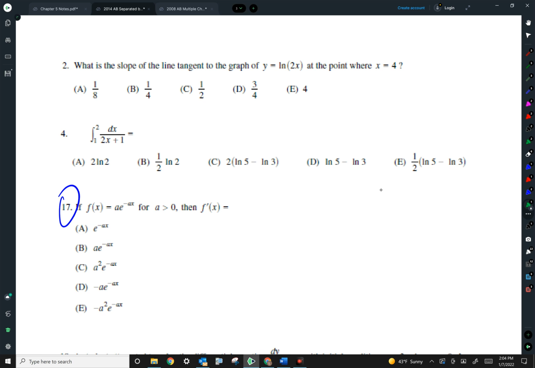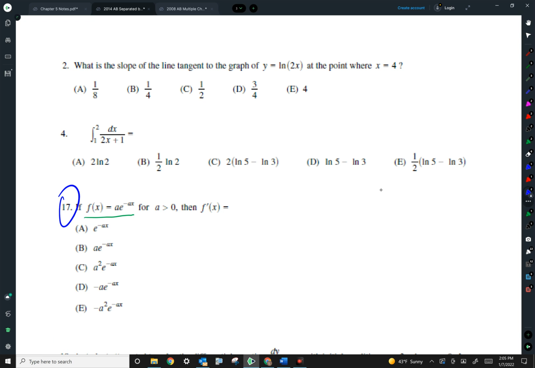I just found this from an old AP exam. If I were you, the part I would write down would be just that original equation. F of x equals a times e to the negative ax.